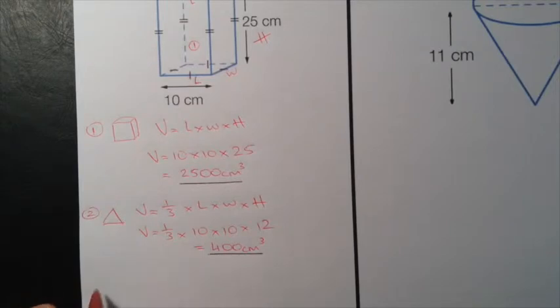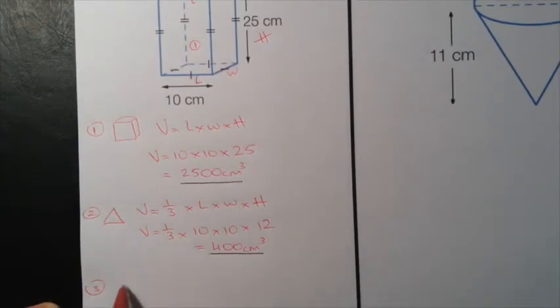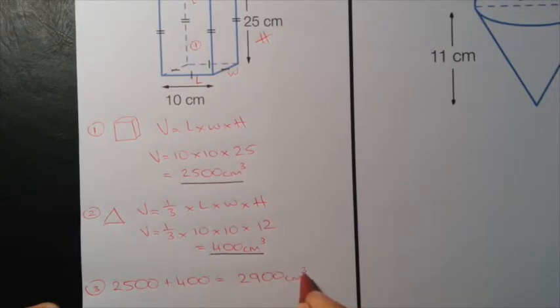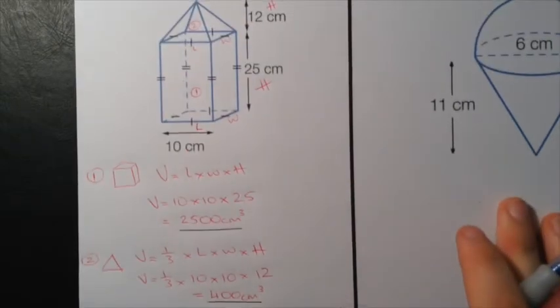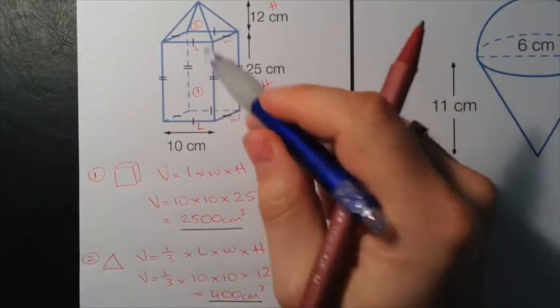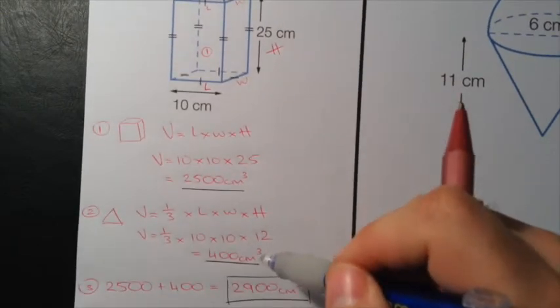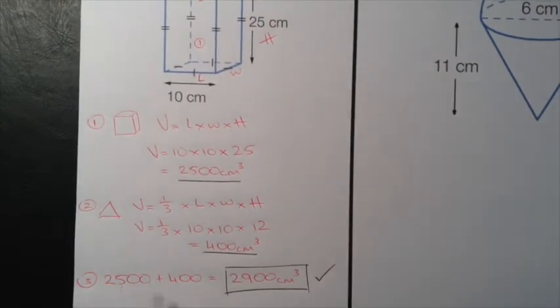So step number 3, we need to do 2,500 plus 400, and we get a final answer of 2,900 centimeters cubed. And this will be our final answer. And we can give that a big tick. So that's what we've done there. We've worked out the volume of the shapes independently, and then at the end, we've added these two answers. So that's how we work out one of these composite or trickier examples or questions.